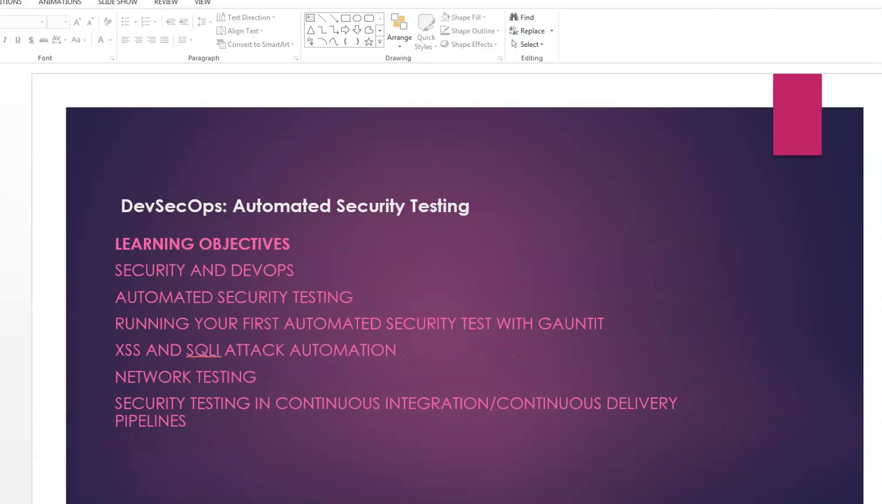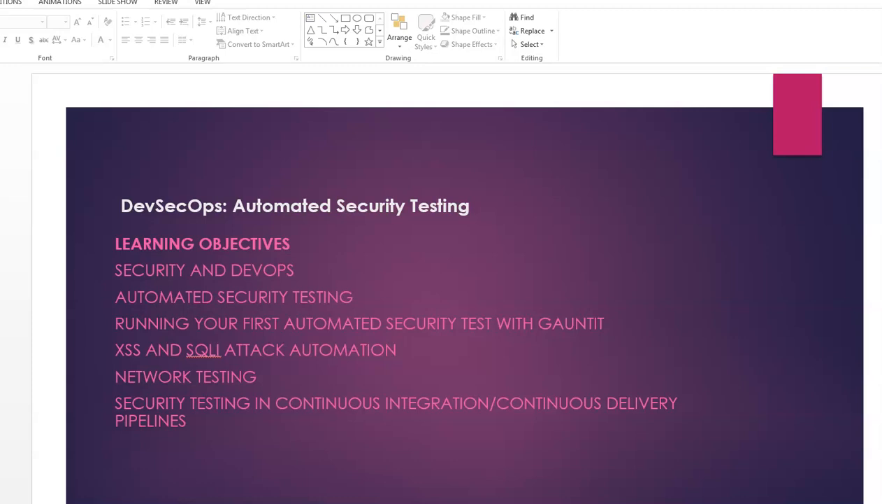Okay, so what are the basic learning objectives when we go for DevSecOps, I mean to say? In that, what are the learning objectives? Security and DevOps we'll discuss in detail. Automated security testing, and how we run the first automated security test with respect to Gunnet, we'll discuss completely in detail. Like cross-site scripting and the SQL.